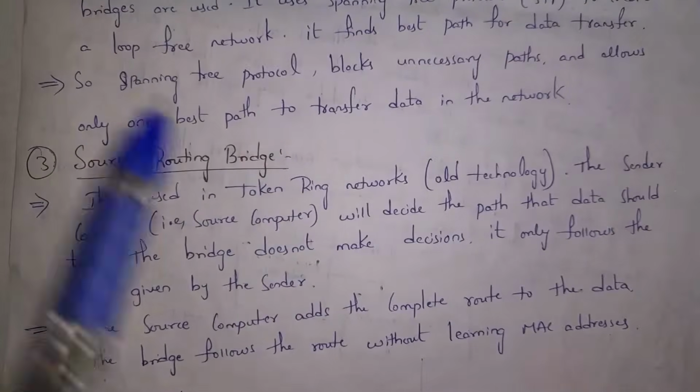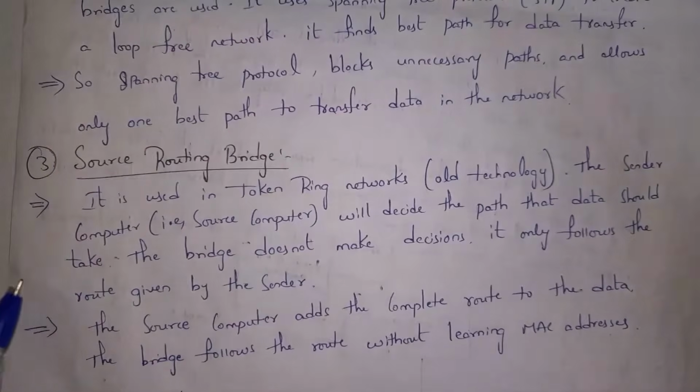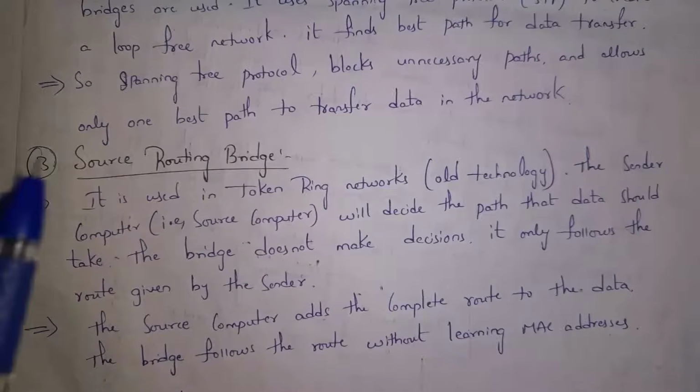And the last one is the source routing bridge. The name itself says source routing. So the bridge will not find the best route. The source computer will find the best path in order to send data. Here the bridge will not take decisions. The bridge will just follow the route given by the sender and then send data. So in a source routing bridge, it will not maintain MAC addresses of devices. This is all about the source routing bridge.